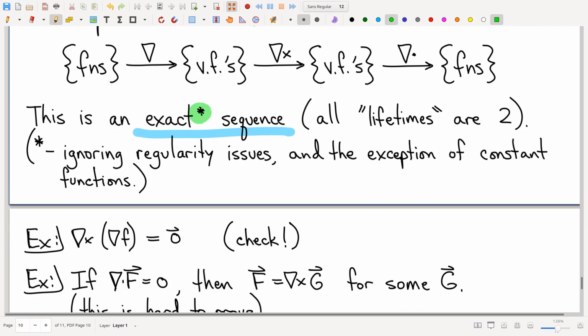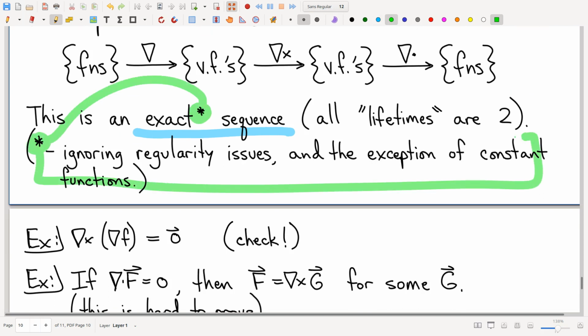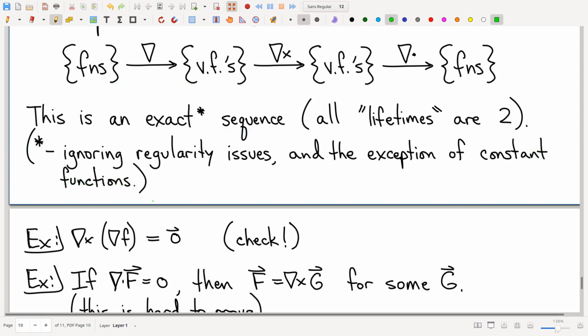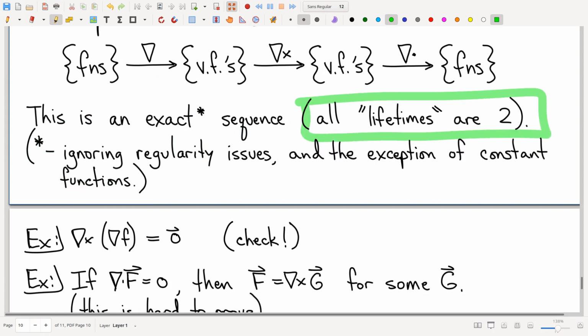There is an asterisk here. The asterisk is a confession that yes, there are some little trivial counterexamples. Let's not worry about the counterexamples. Let me just show you the big picture. The big idea is that everything has a lifetime of 2. What do I mean by that?